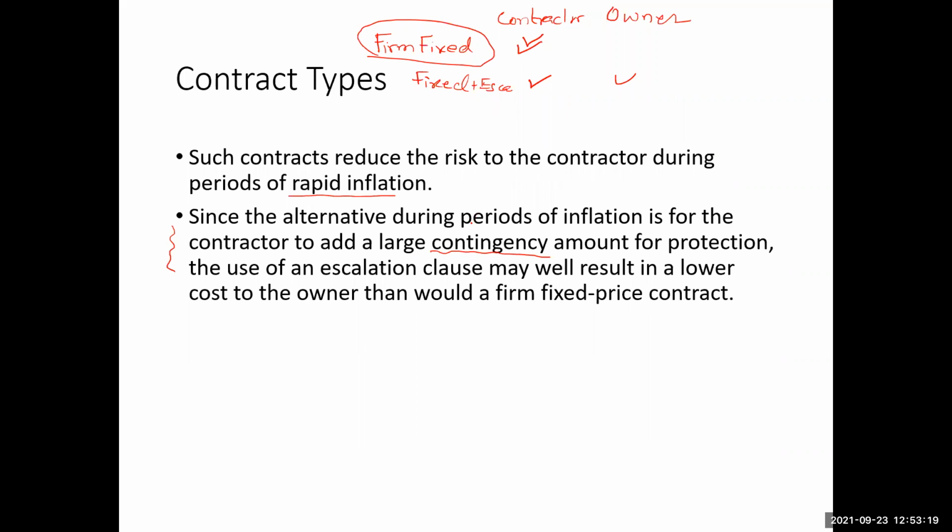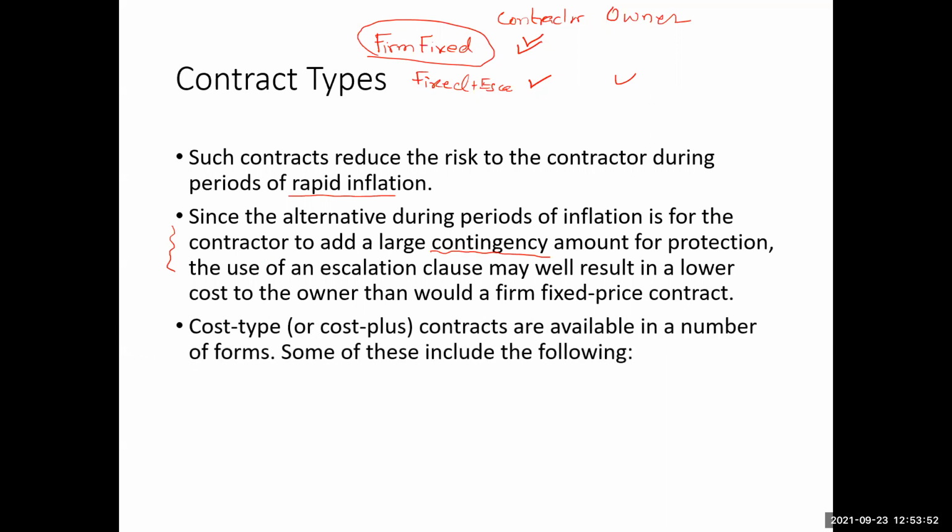That means, because these contingencies may or may not happen, in any case, if it is the firm fixed price contract and those contingencies do not happen, then the owner will be unnecessarily paying a large amount to the contractor. Therefore, in that situation, the fixed price contract with the escalation clause may be a better option for the owner. Is the point okay?